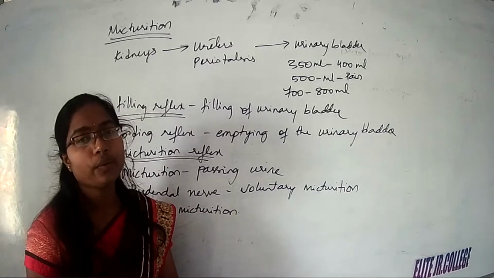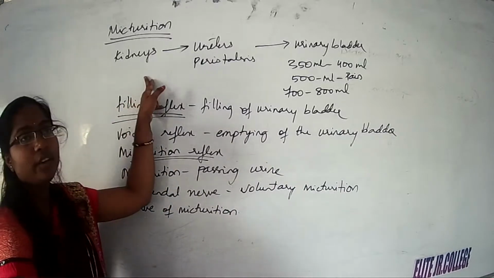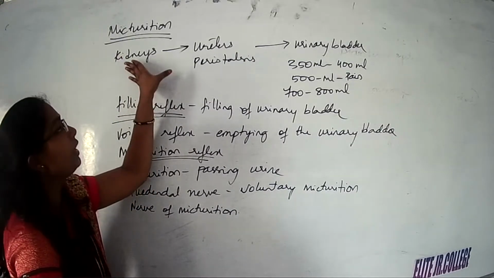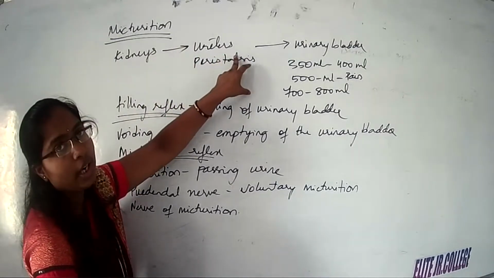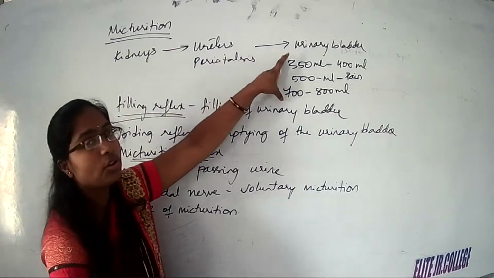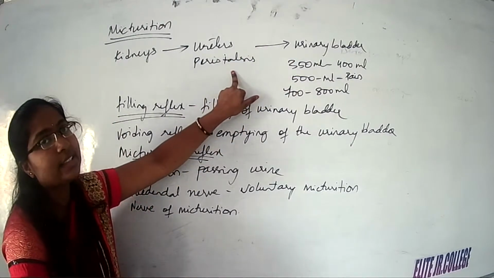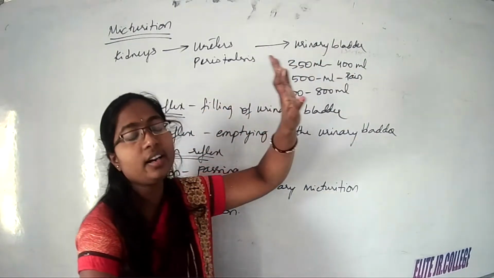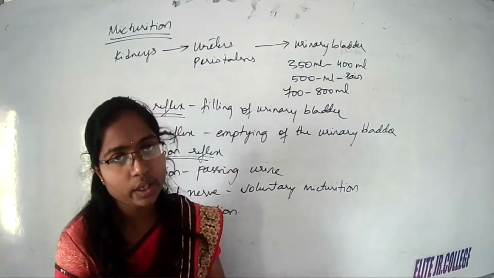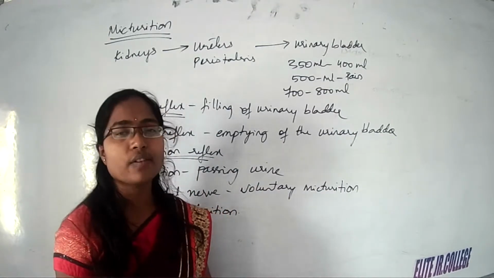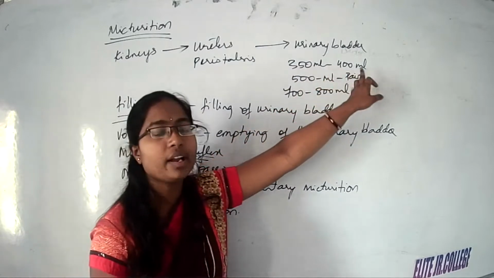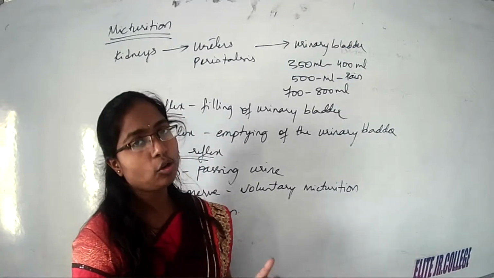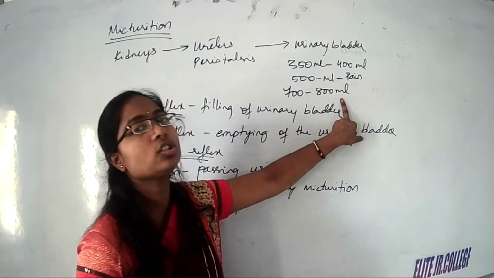So let me just repeat the entire concept once again, then we'll continue with the next concept. When the kidneys form the urine, it is passed from the kidneys into the ureter. From the ureter, the urine is passed on to the urinary bladder by the peristalsis of the ureter, and the urinary bladder is going to be filled with urine. The urinary bladder normally has a capacity of 350 to 400 ml, but because of its stretchability, it can withhold even up to 700 to 800 ml of urine.